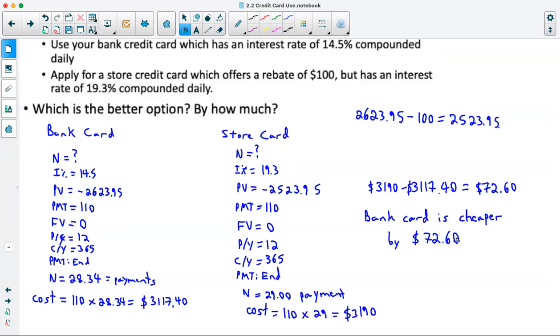Now, what you will have noticed also with these examples is that even though we are essentially only borrowing money for about 2.5 years, the amount of interest we're paying is much greater than the previous questions we've dealt with. That's because of a much higher interest rate with credit cards as well as that daily compounding.